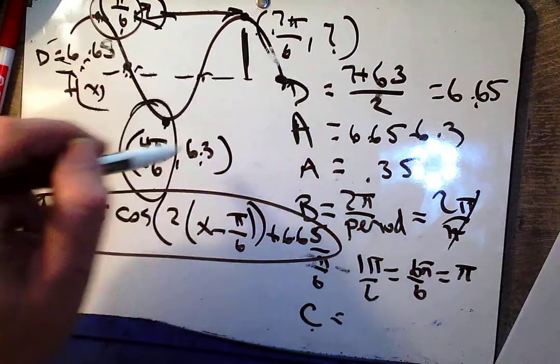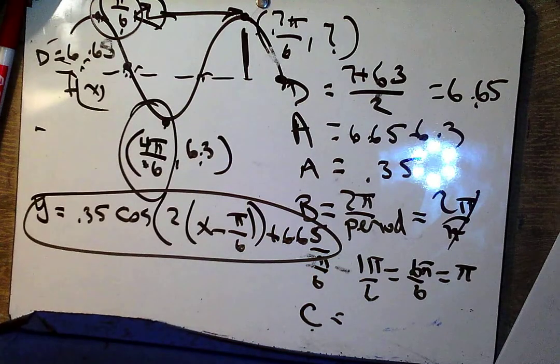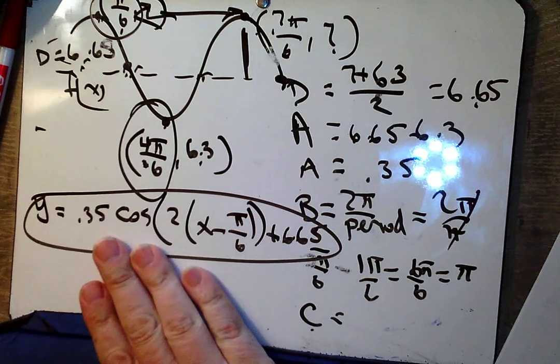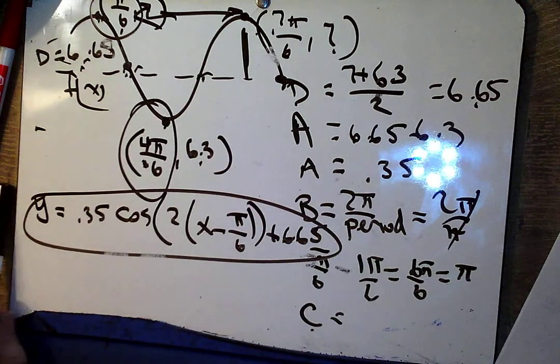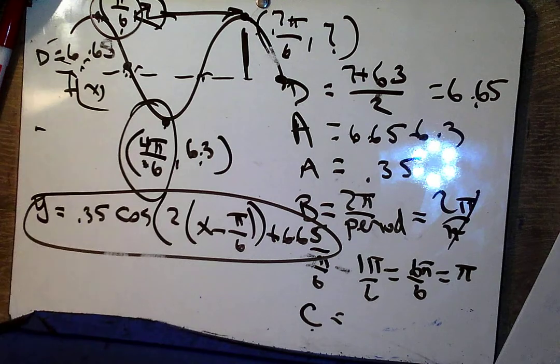You could plot these points in your stat edit and put them in list 1 and list 2. You can graph the scatter plot, and you can graph this, and they should sit on top of each other. It would be a way to check that work. But I think this is straightforward. These problems don't require tweaking. They just require us to write the equation.